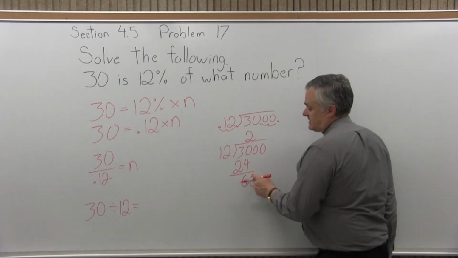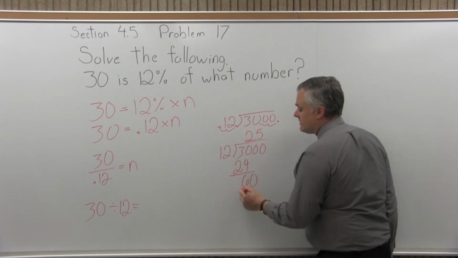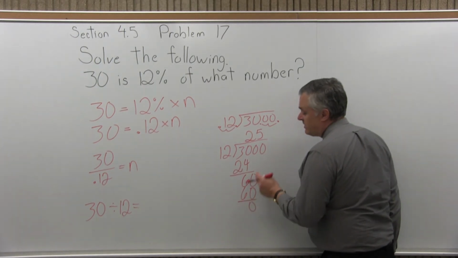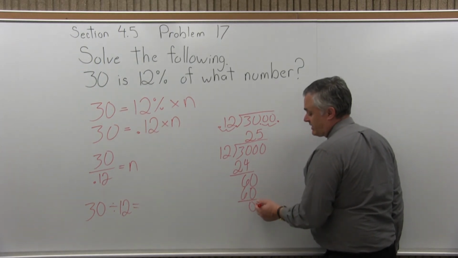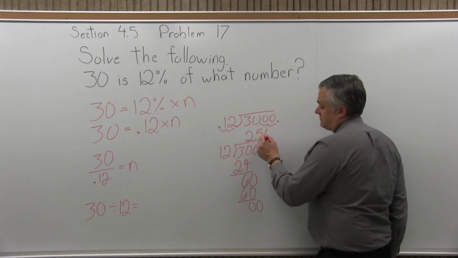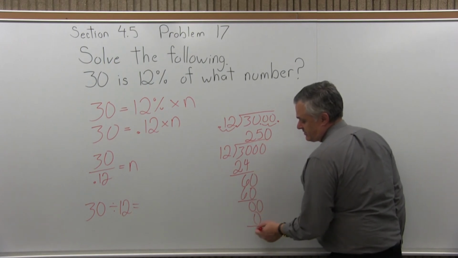12 times something is 60. Well, 12 times 5 fits perfectly. 12 times 5 is 60. 60 minus 60 is 0. But there's still another digit, so bring it down. You have 0. 12 times something is 0. Well, 12 times 0 is 0. And it goes in with no remainder.